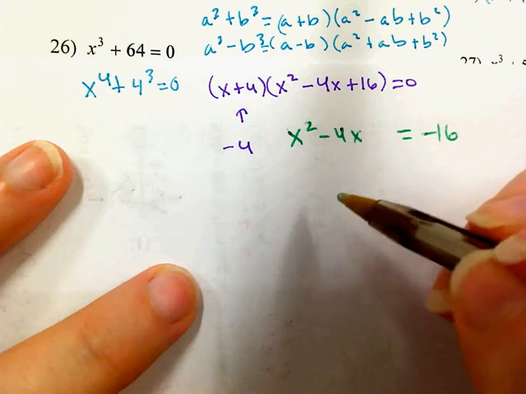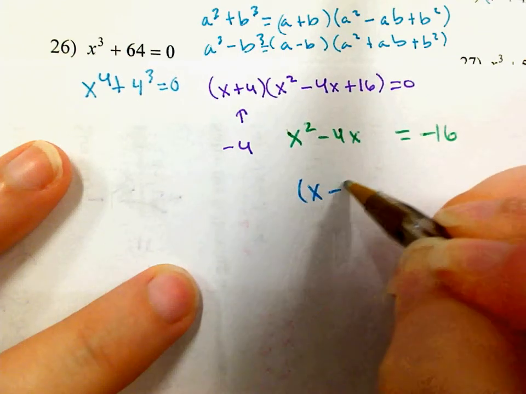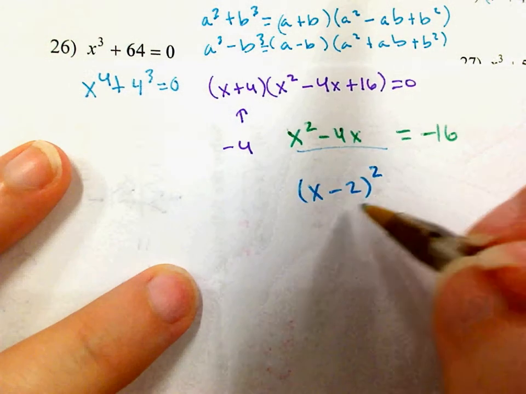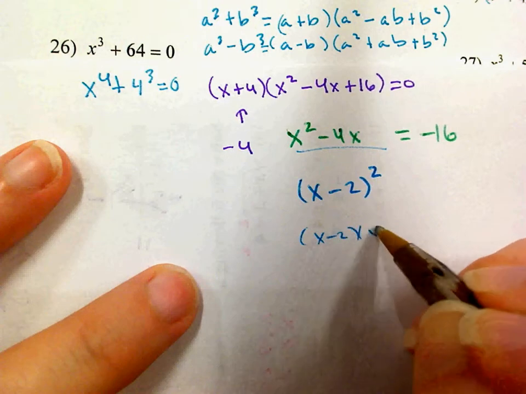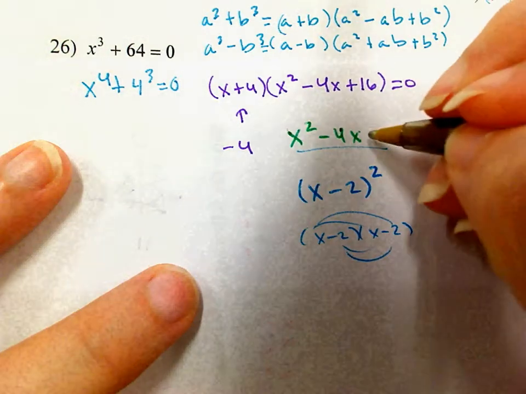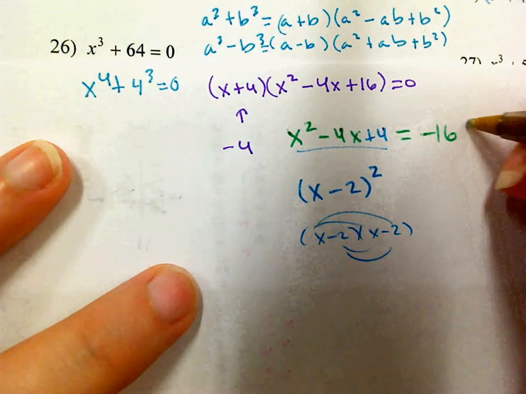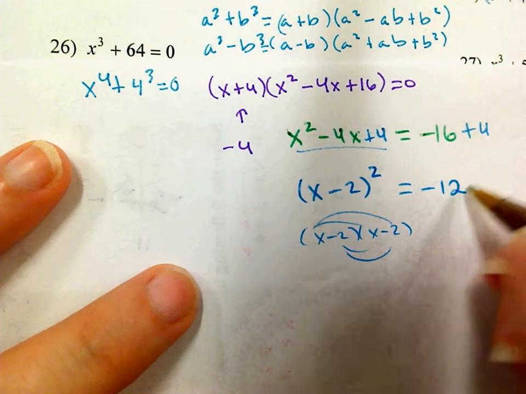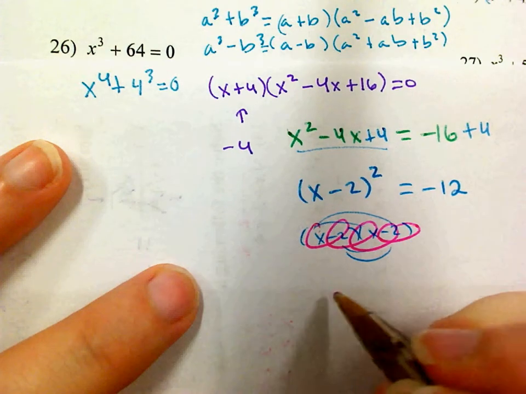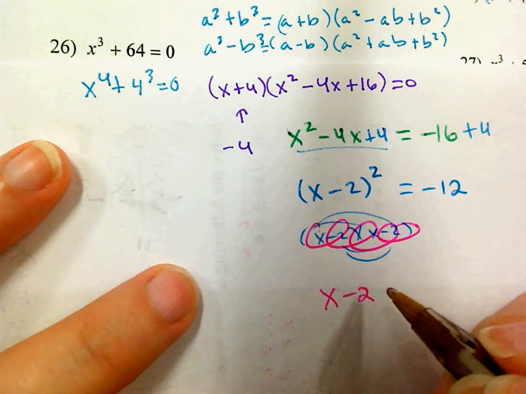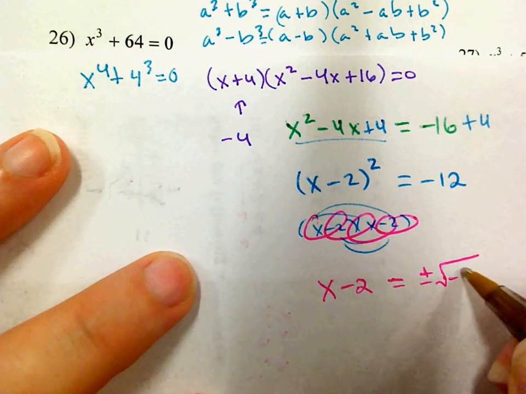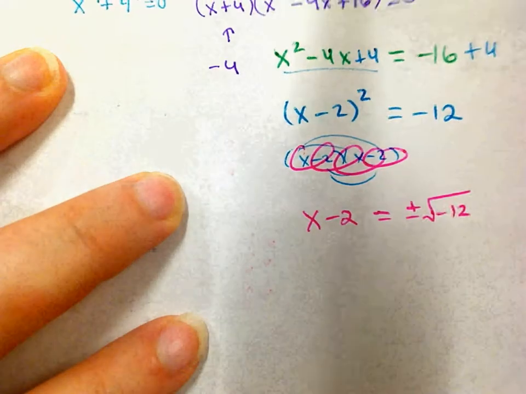Well, in order to make this a complete square, as if this was FOILed out, x minus 2 times x minus 2 is x squared minus 2x minus 2x, which is minus 4x, plus 4. Well, I need to make that a plus 4, but I can't just add 4 to one side. I've got to add it to both. So that's negative 12. Okay, so now I've got x minus 2 squared equals negative 12. Well, I'm going to get rid of the square by taking the square root. So x minus 2 equals plus or minus the square root of negative 12. And then I'm going to solve for x by adding 2. Now, I'm going to go ahead and simplify this square root of negative 12. 12 is 4 times 3.